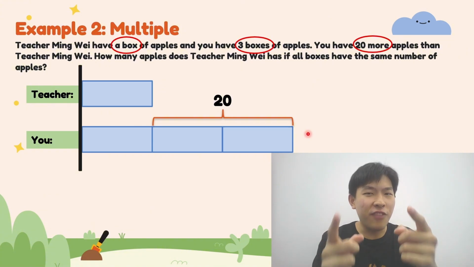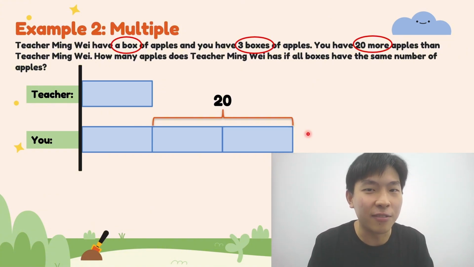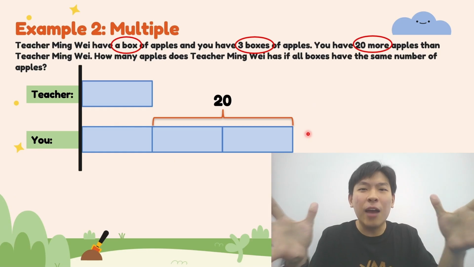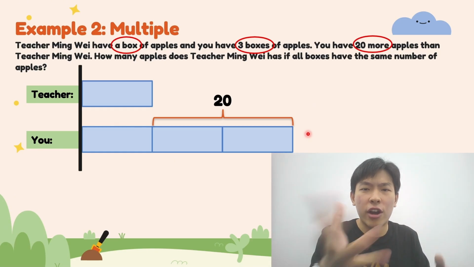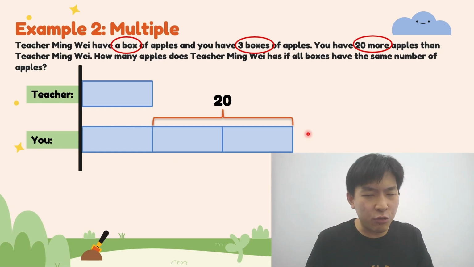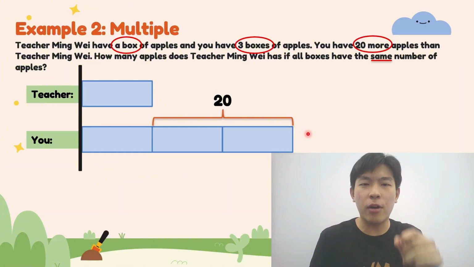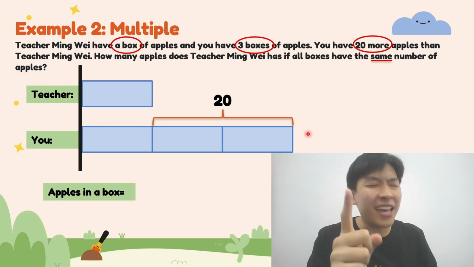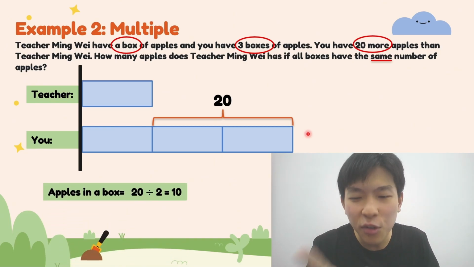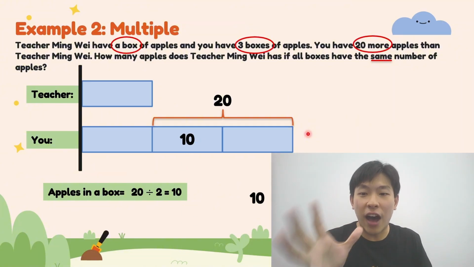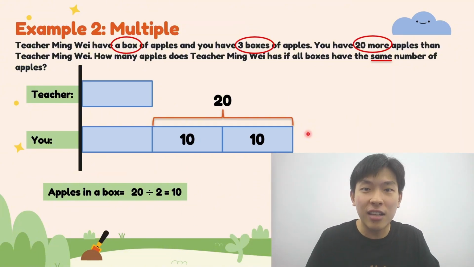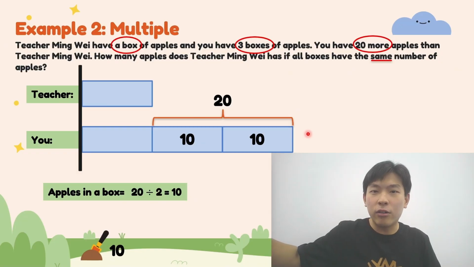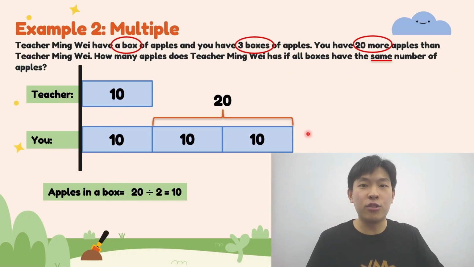Now, can we find the number of apples in 1 box now? Perfect! I'm sure some of you that are very fast have already found the answer. Here we need to use one very important piece of information, that is the same number of apples in all boxes. So all we need to do is, yes, we take 20 divided by 2 to get 10. And we found the number of apples in 1 box. Because all boxes have the same apples, so they will have 10 apples too.